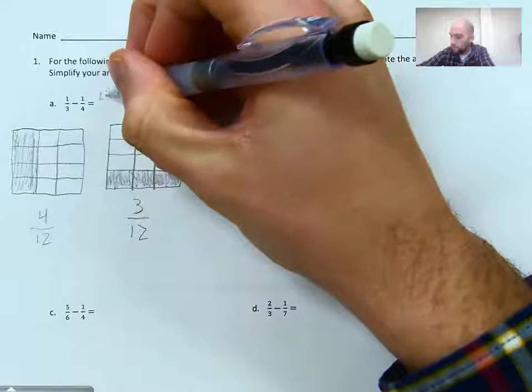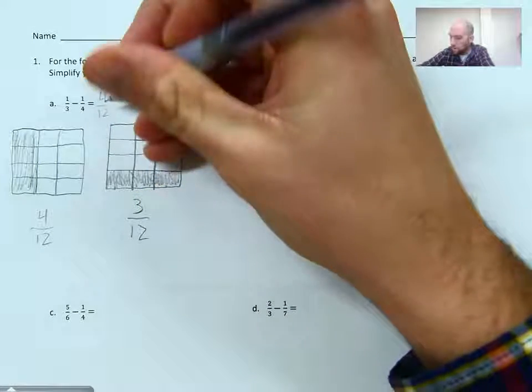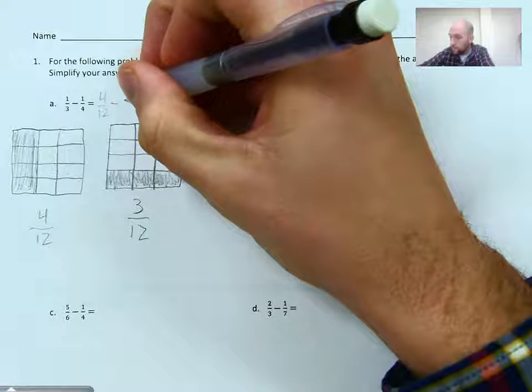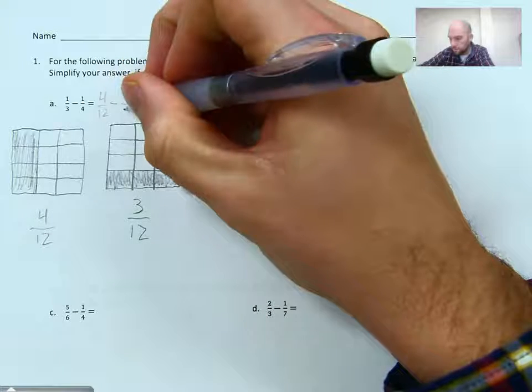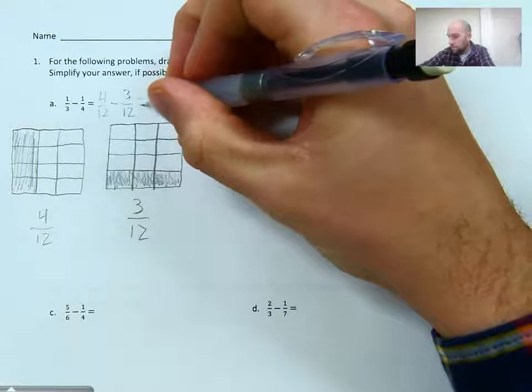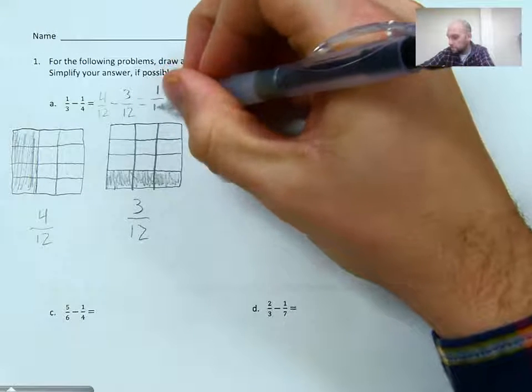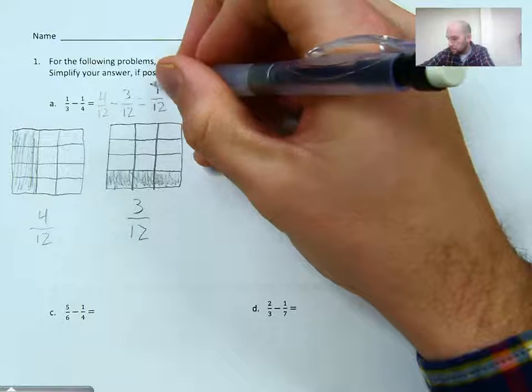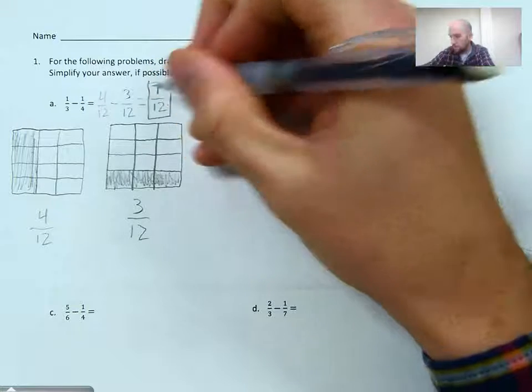So if I have 4 twelfths minus 3 twelfths, 4 minus 3 is 1. In my denominator, my units are still twelfths. And I have 1/12.